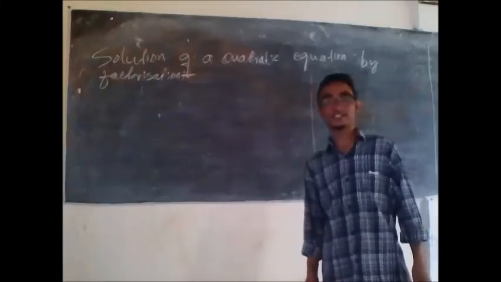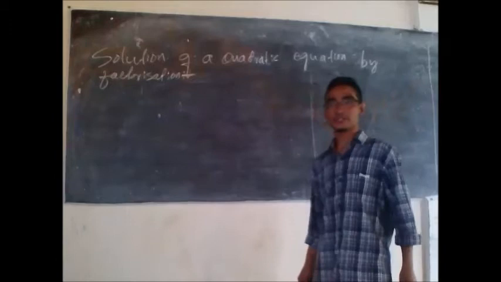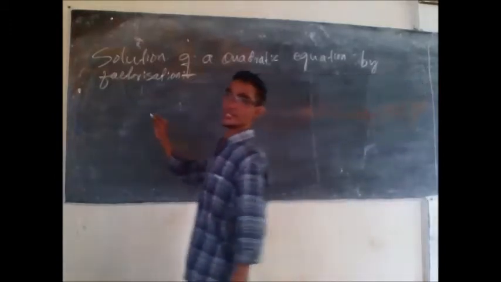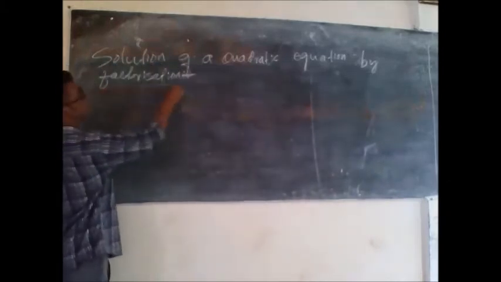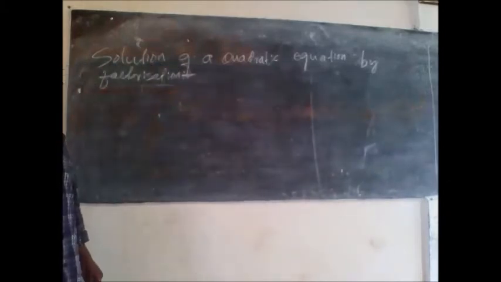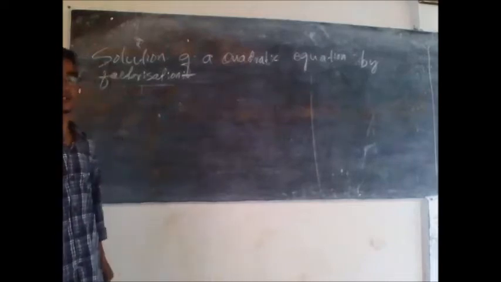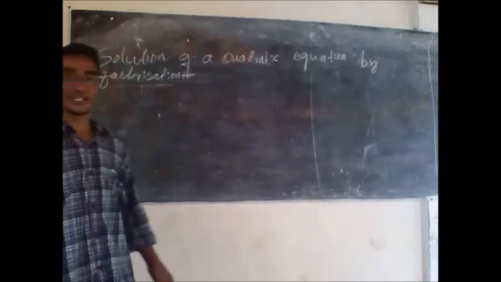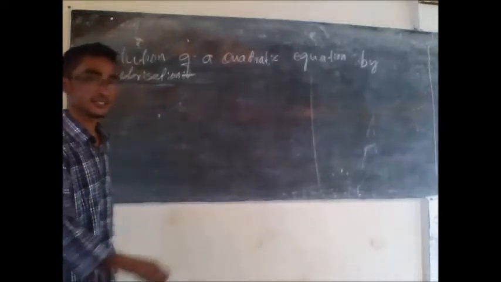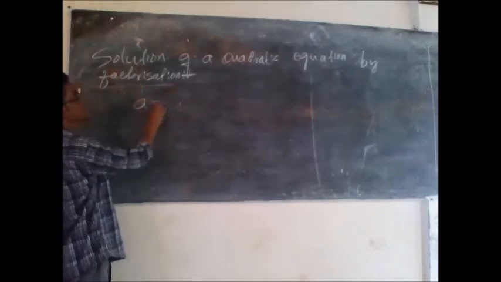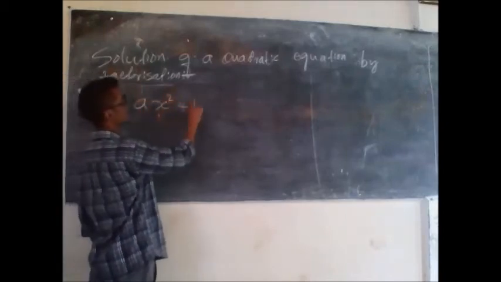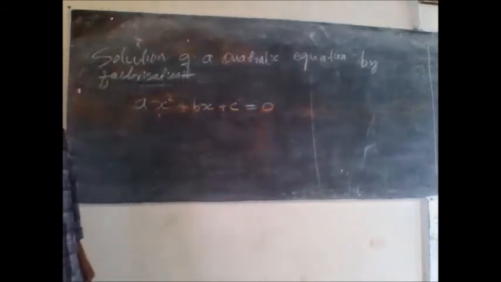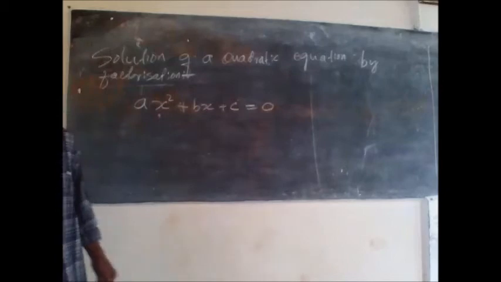Hello everyone. In this video, we will learn about the solution of a quadratic equation by factorization. That means we have to find the roots of the equation by factorization. As we know, the general form of a quadratic equation is ax squared plus bx plus c equal to 0.